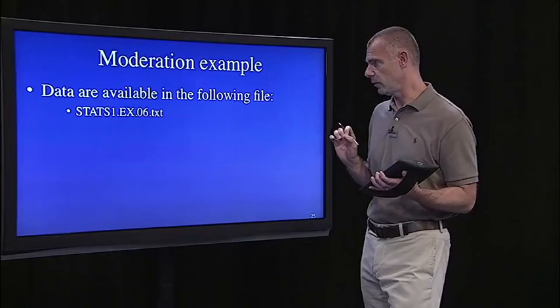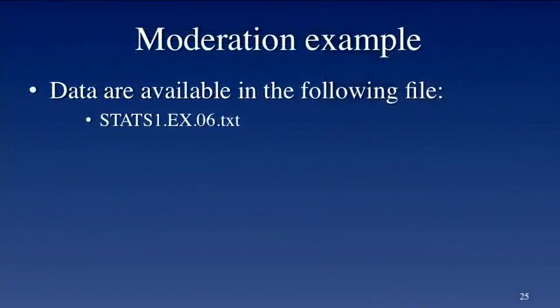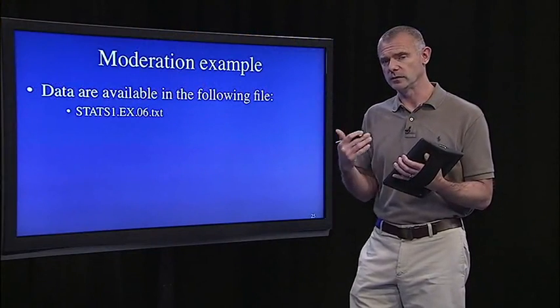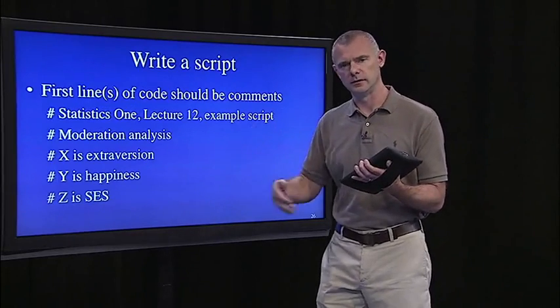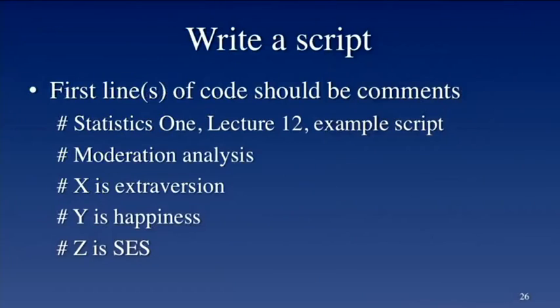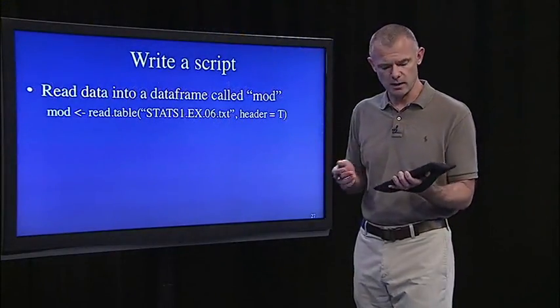Okay, so the data are available, again, on the website. It's stats1.example6. And again, we're just focusing on the moderator variable, SES here, not the mediator. So again, you should be able to download the data file and follow along with this segment and write a script that will run this analysis. As you see repeatedly now, start a script with your comments. So statistics 1, lecture 12, here's the moderation analysis, listing out the variable names. We'll read the data into an object, in this case a data frame, and for the mediation analysis, I called it med, so here we'll just call it mod.